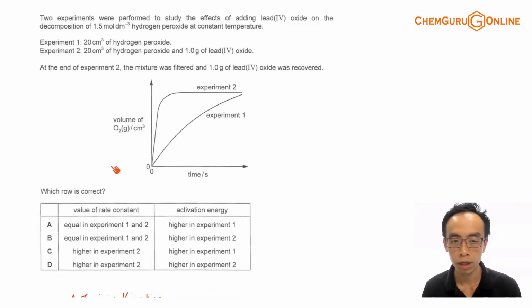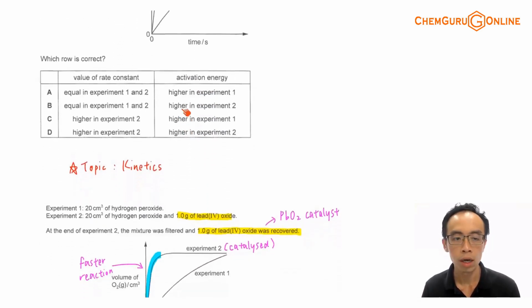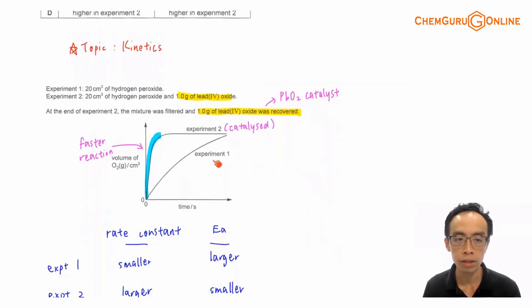Now the graph that we have is something like this. Actually, we expect that there is a difference in the rate of the reaction involving experiments 1 and 2. We will analyze this in a while. Which row is correct, talking about the value for the rate constant for experiments 1 and 2 and the activation energy for experiments 1 and 2? Now, the topic tested in this question is obviously kinetics.